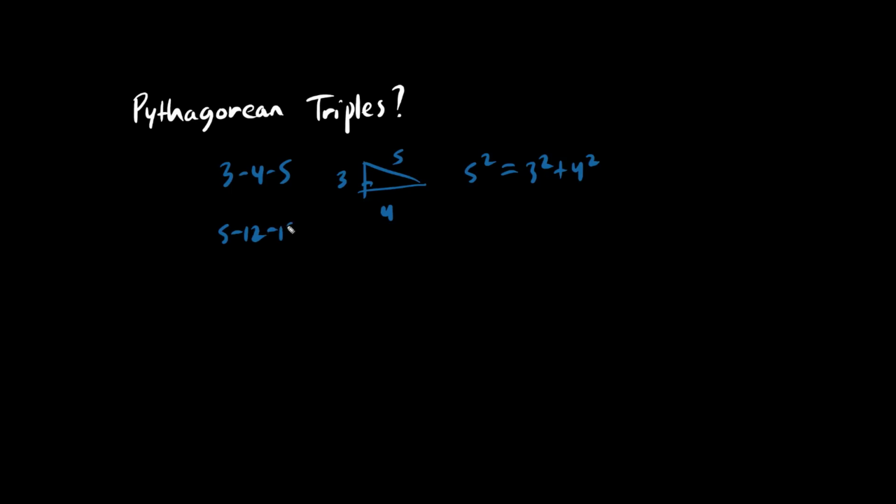5, 12, 13 is another quick way to solve the sides of a right triangle. 7, 24, 25, 8, 15, 17, and 9, 40, 41. Now most people memorize this one here, but it's very, very good to memorize this one as well.